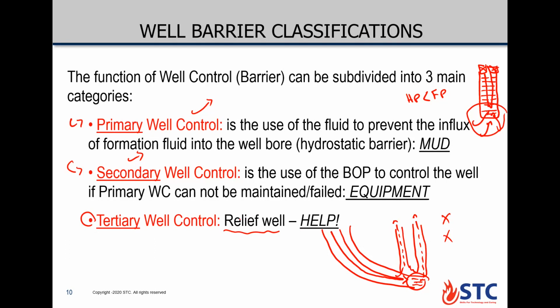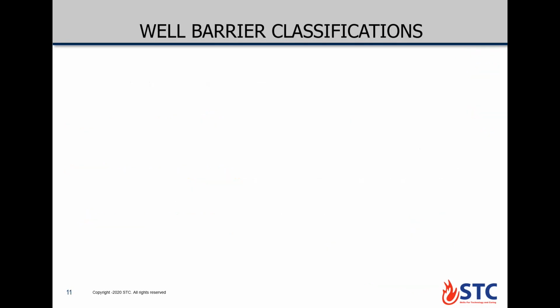So the primary barrier prevents formation fluid from entering the well. If it's lost, then we move to the secondary barrier, the use of the BOP, to prevent the influx from reaching the surface. The tertiary barrier is a well drilled in a nearby place, directional, to start pumping special material or junk material into the kicking zone so you can prevent it from further kicking.